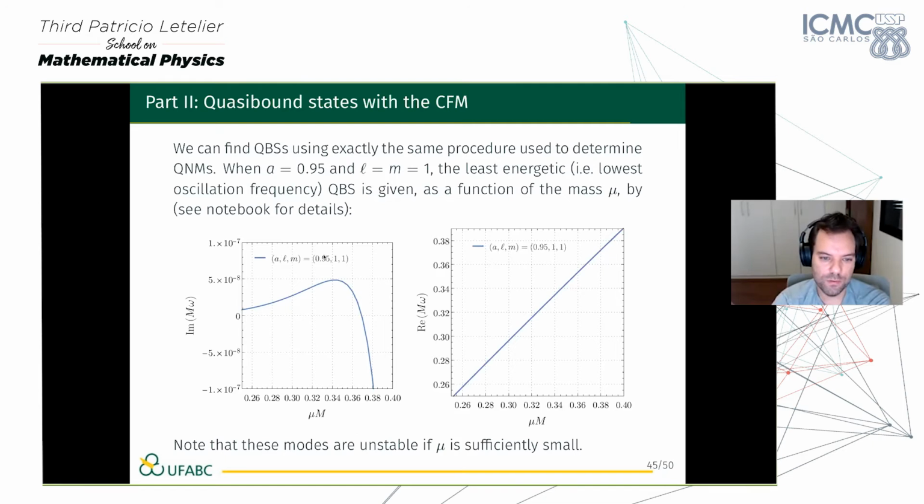This is for a fixed spin of 0.95, but if you use a different a, then you get the peak and the transition from instability to stability at different points, but basically the same thing happens.